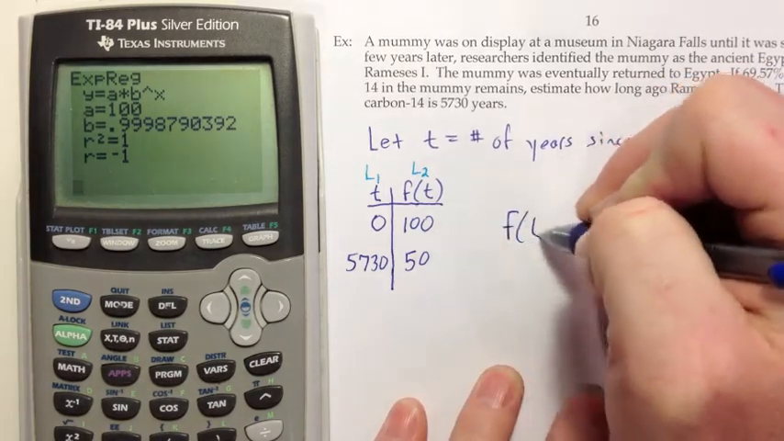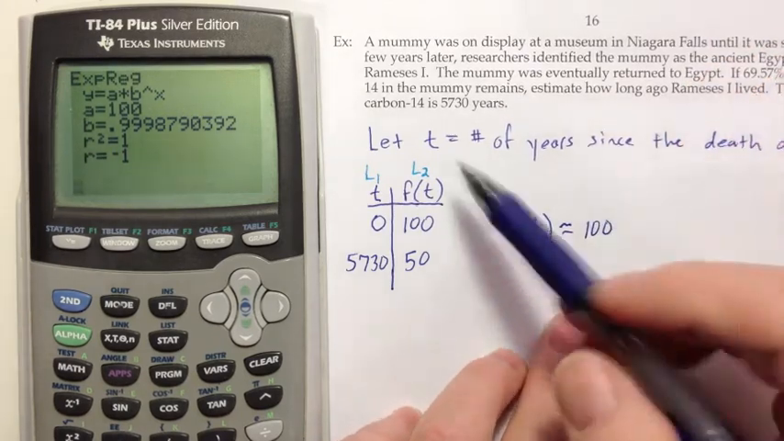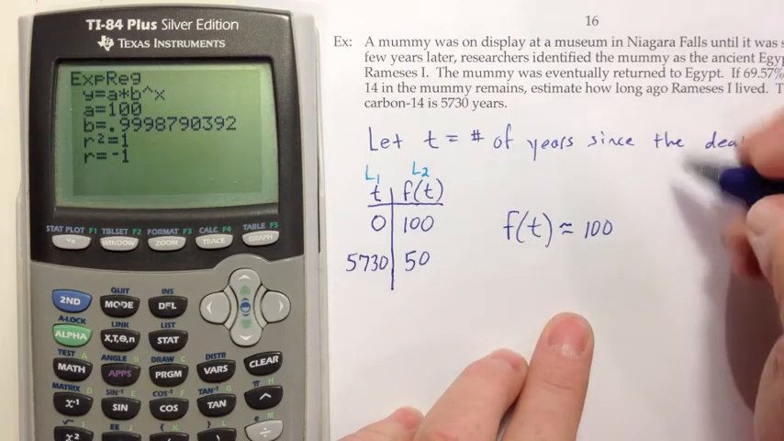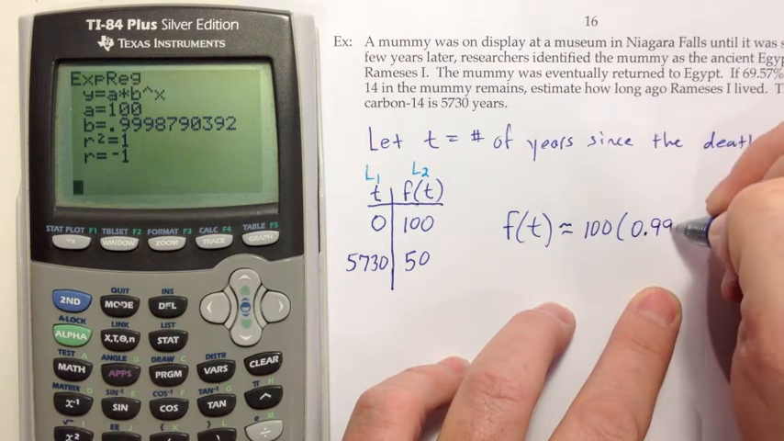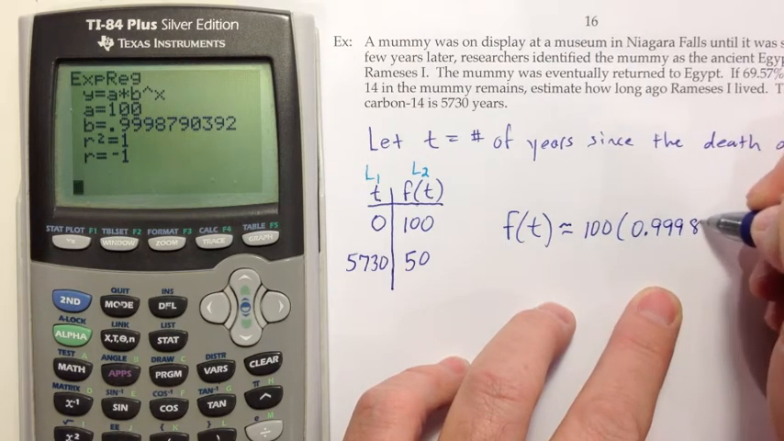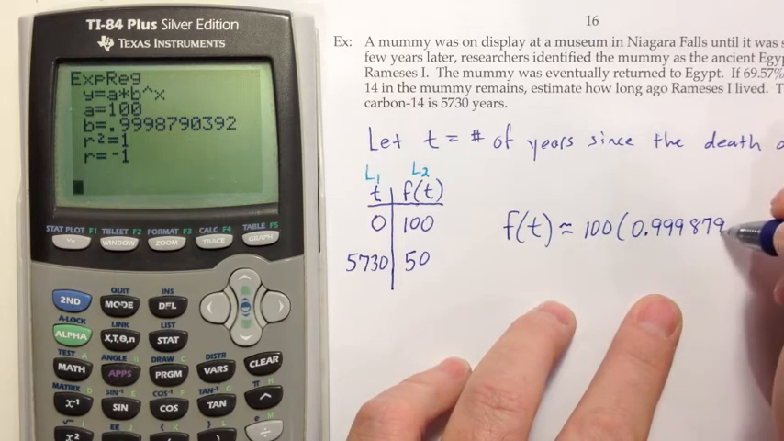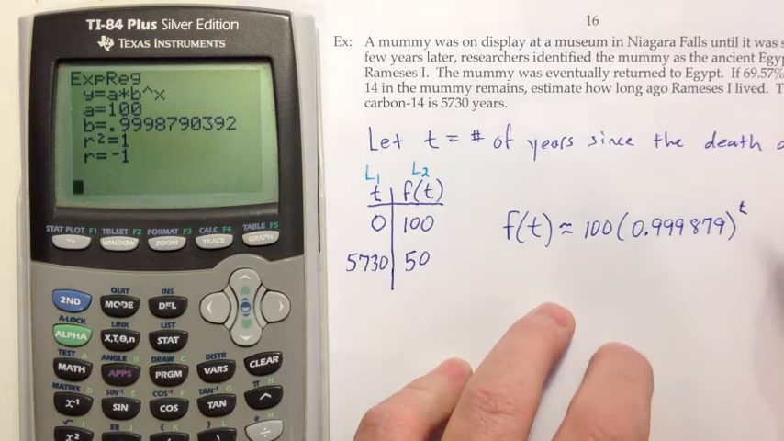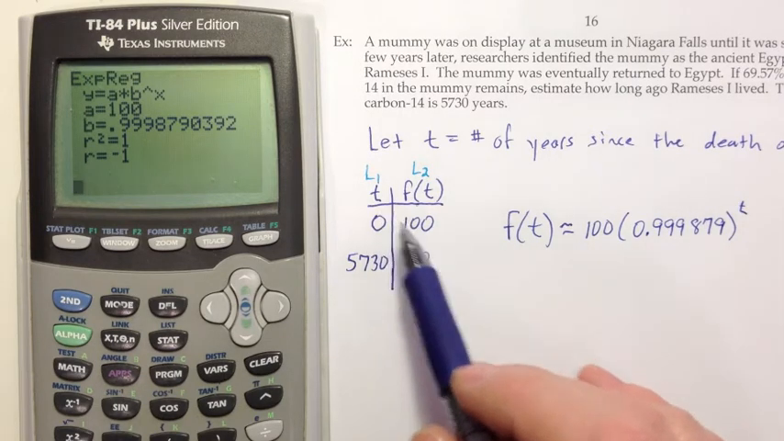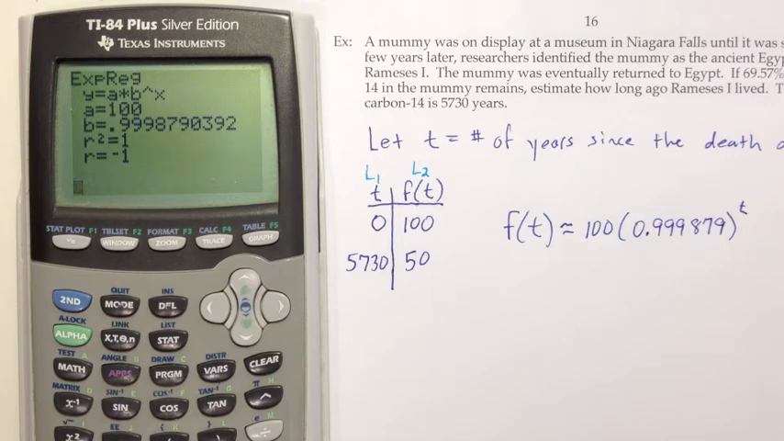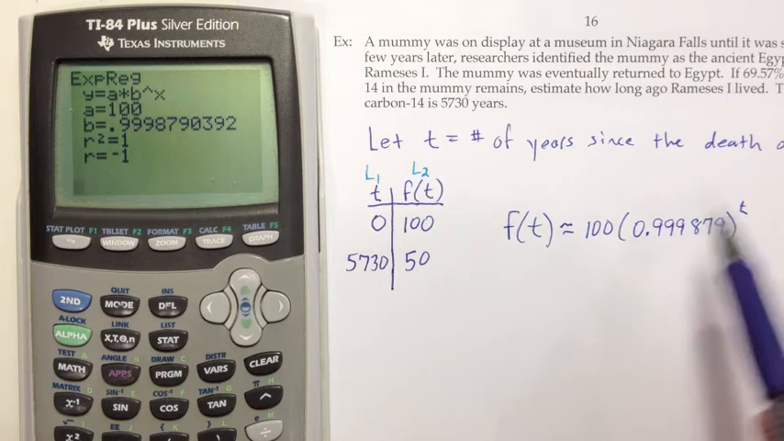So the function f of t is a times b to the x, where a is 100. That makes sense. That's supposed to be our initial amount, our y-intercept, at 100, times the base, and I'm going to put a bunch of decimals for this, 0.999879, and then the next one's a 0, so I'll go ahead and stop there, and then t. So this was my a and my b, and I'm trying to write a times b to the x, or in this case, since I'm using the variable t, a times b to the t. So now we have our equation.